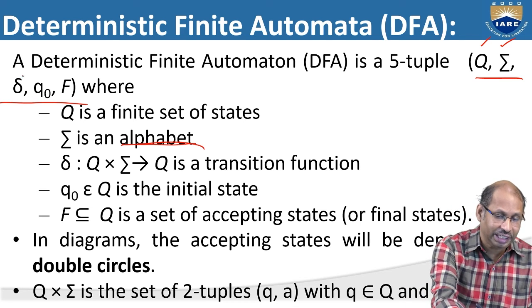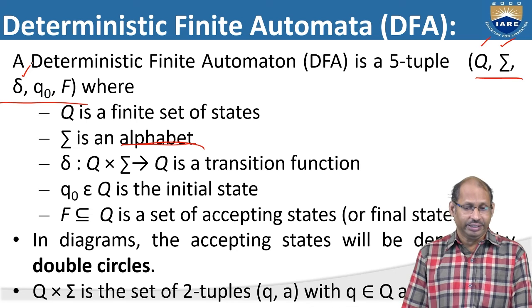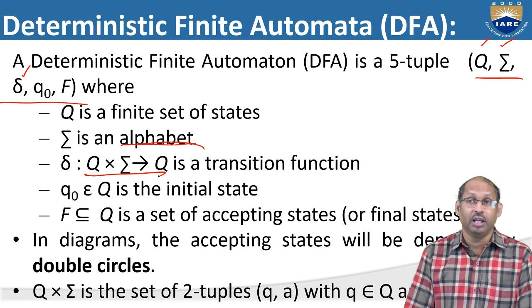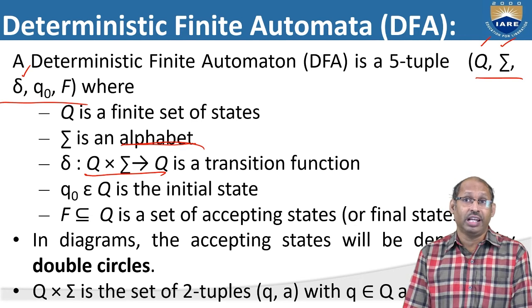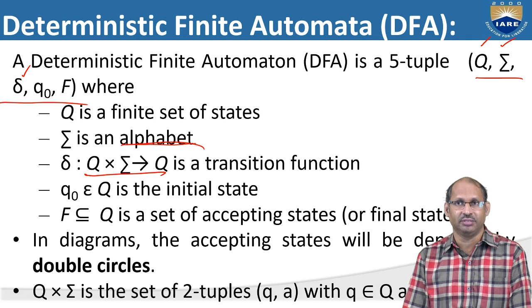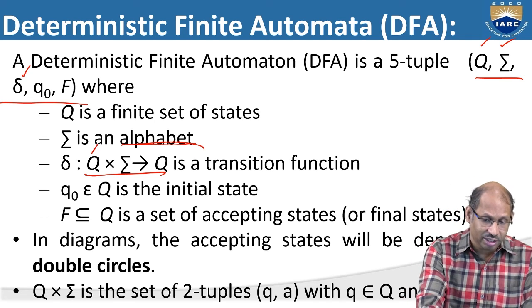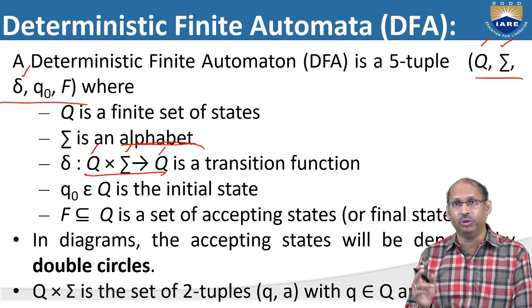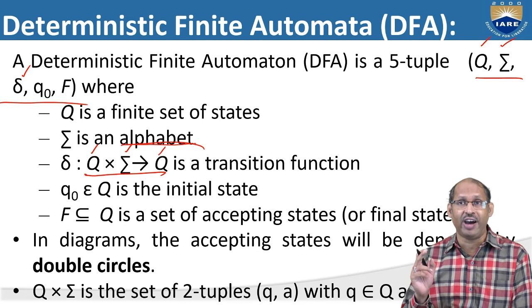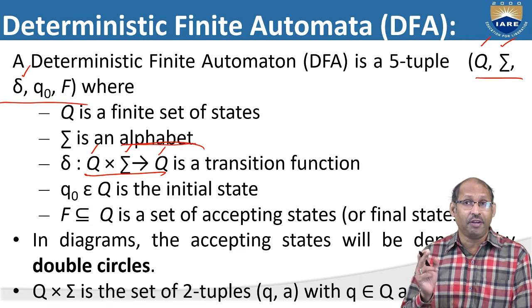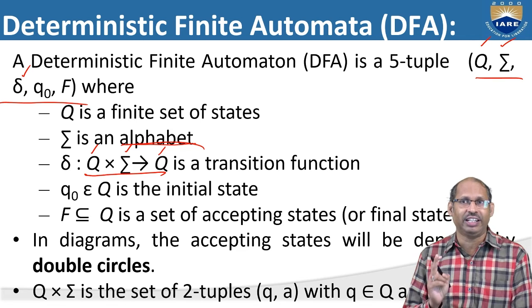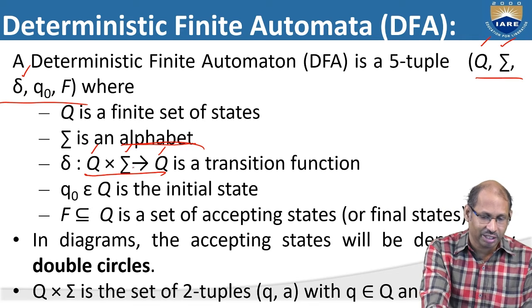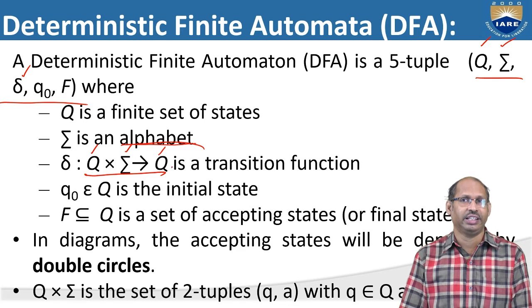Then delta is the transition function. We represent this transition function in the form of a state and an input symbol giving a state. A state on an input alphabet will give a state, which means that for every input symbol there is one and only one output state. So for every input symbol there is only one transition, and it will give one output state.